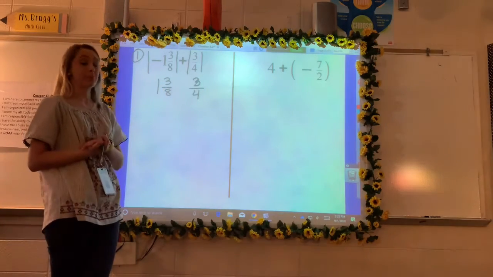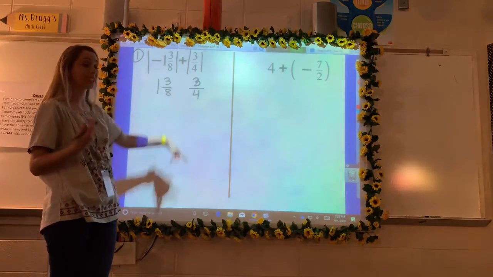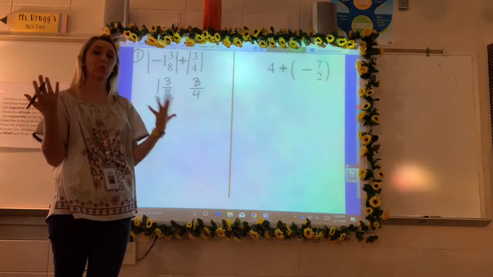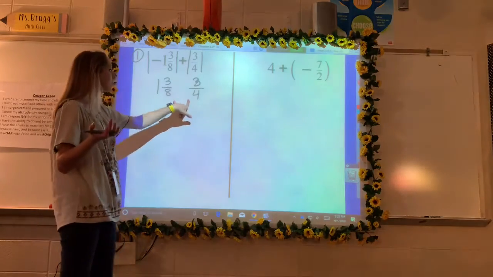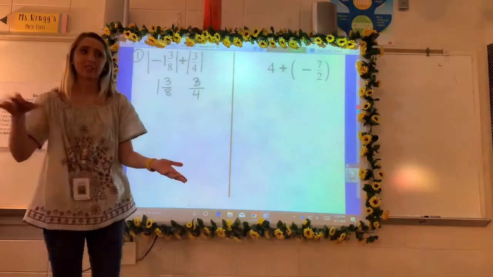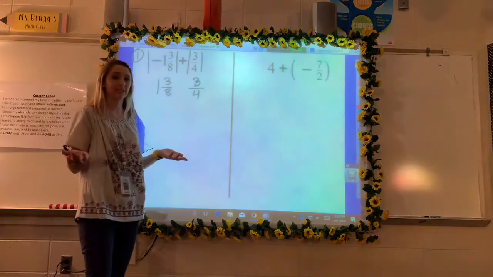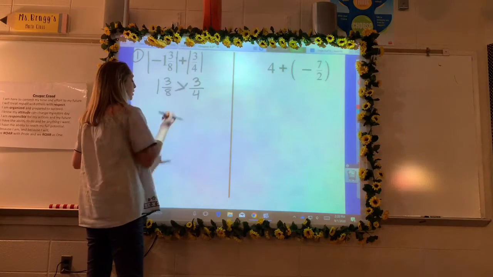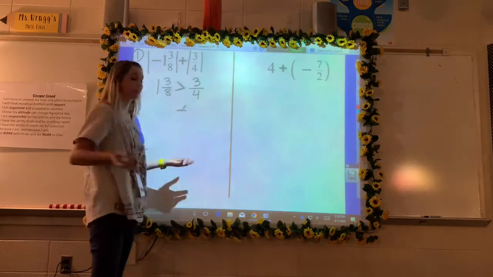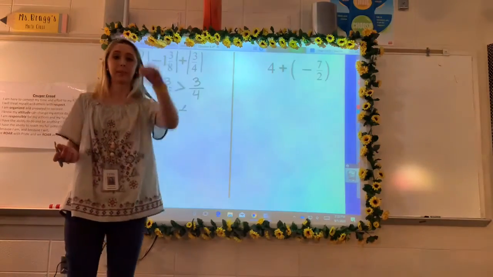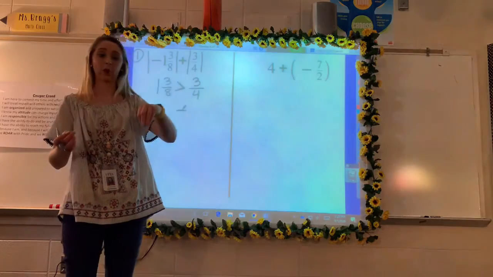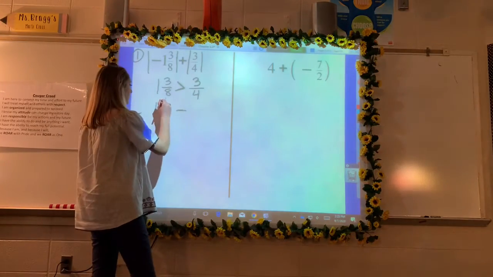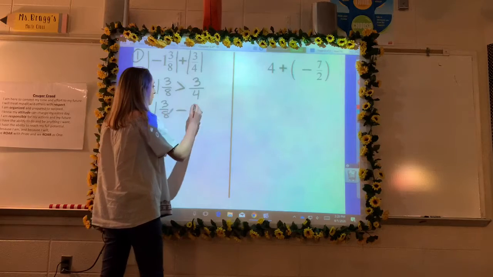Okay, now we have different signs. We have a negative and we have a positive. So we want to determine which sign would be bigger. Well, what number's bigger? Would you rather have $1 and some change or just 75 cents? Probably $1. So this is our biggest one. So we know we're subtracting because we have different signs, and we want to take the biggest number first because you want to take the smallest from the biggest. So 1 3/8 minus 3/4.